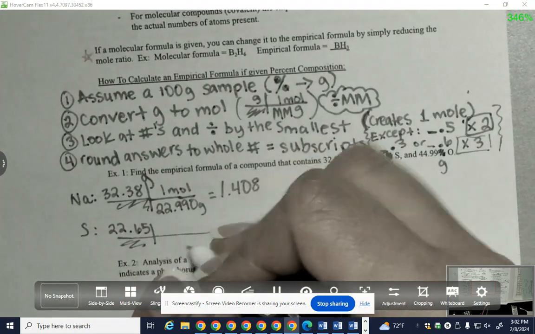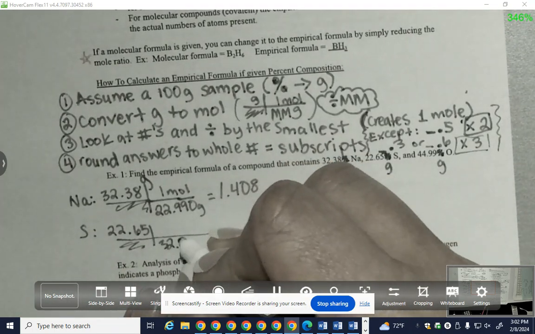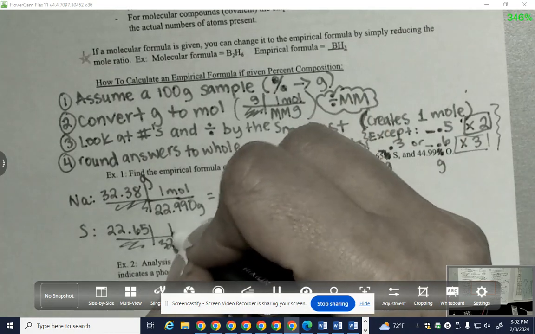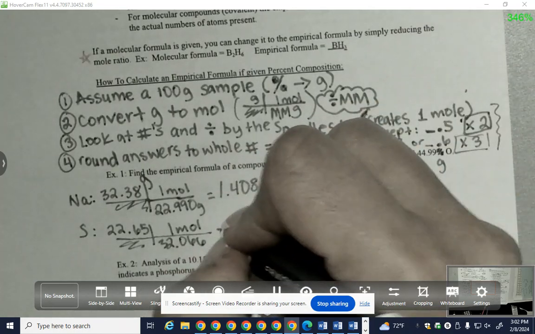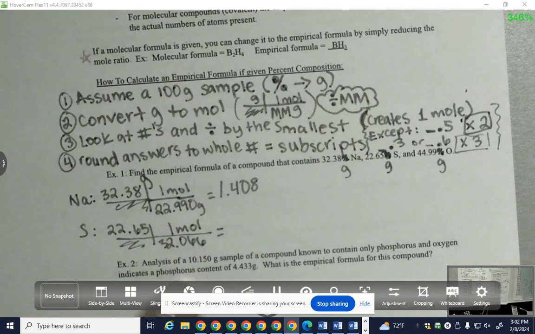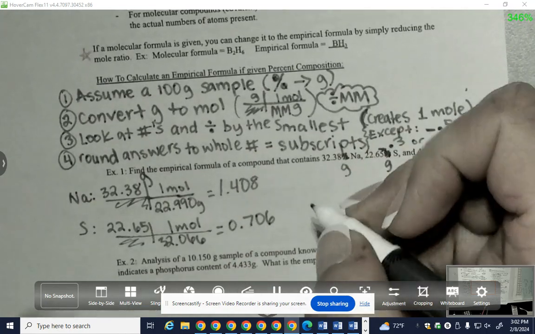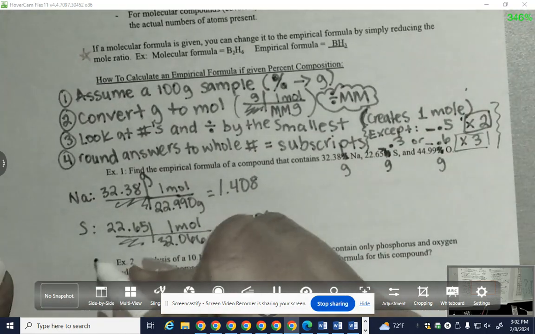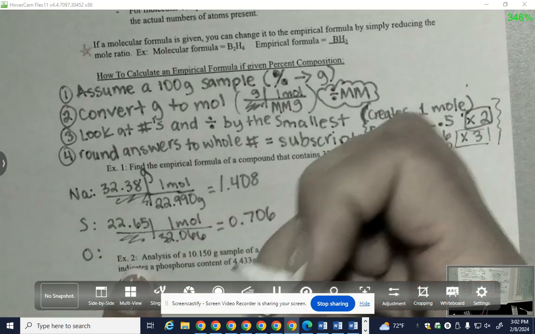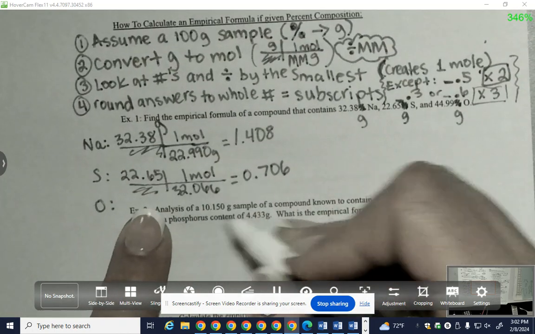Molar mass, according to my periodic table, is 32.066. 1 mole. So that one's going to come out to be 0.706. And then finally for oxygen, I see that I'm going to run out of room, so I'm just going to kind of squeeze this down here at the bottom.